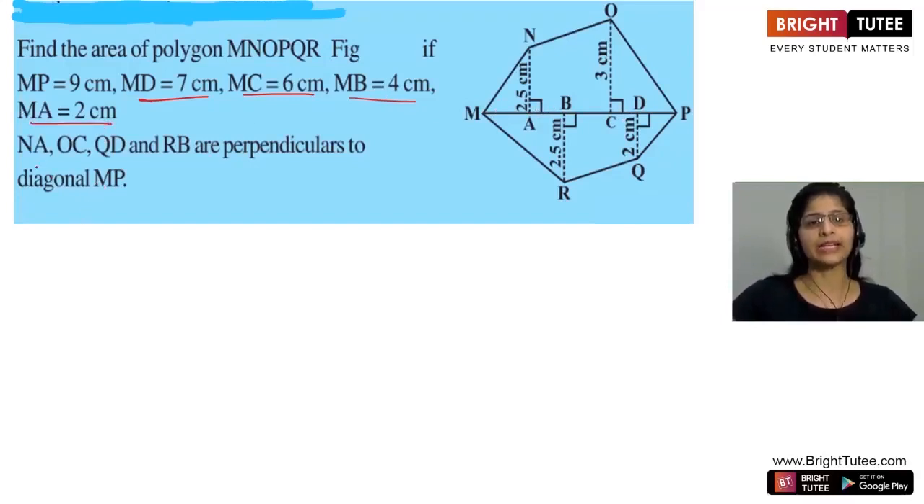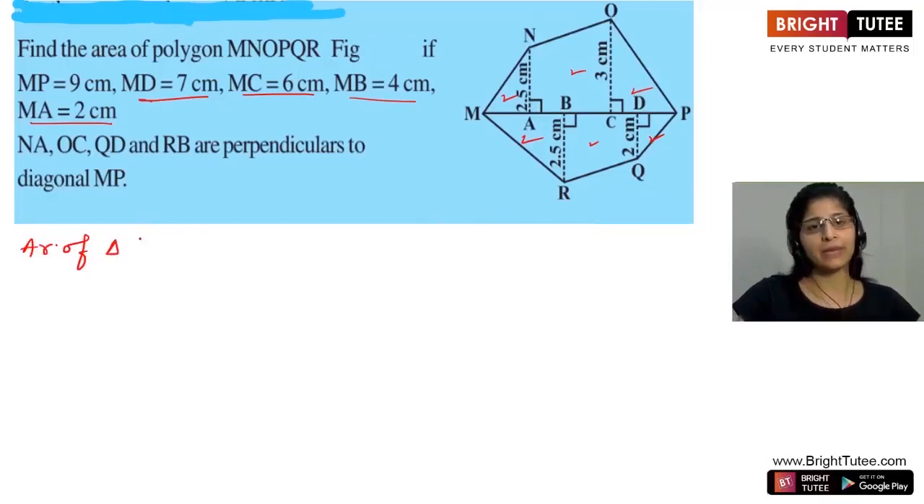Okay, and these are the perpendiculars whose lengths are written in the figure. So how will we find the area of this? We have 1, 2, 3, 4 triangles and we have 2 trapeziums, right? So first of all we will find the area of the triangle.